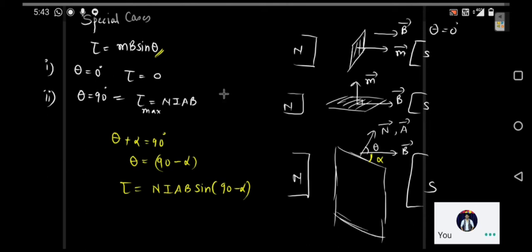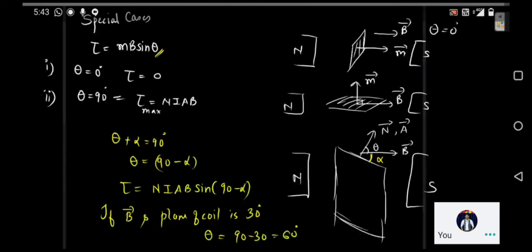So if I say the angle between the magnetic field vector and the plane of the coil is 30 degrees, then what will be your theta? Theta is going to be 90 minus 30, that is going to be 60 degrees. We have to consider the angle between the area vector and the magnetic field vector. Remember that.